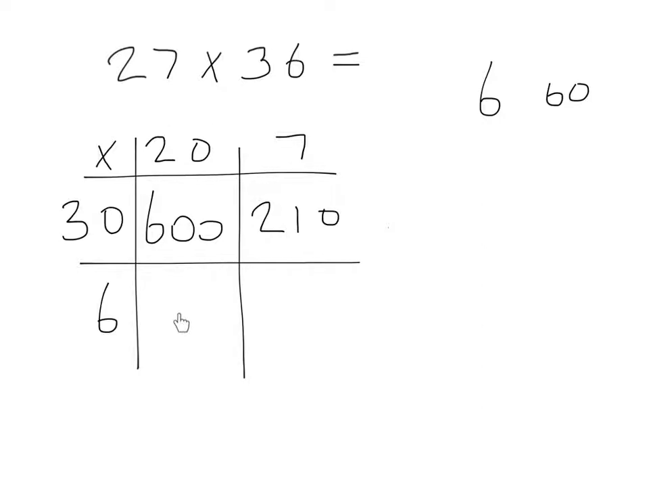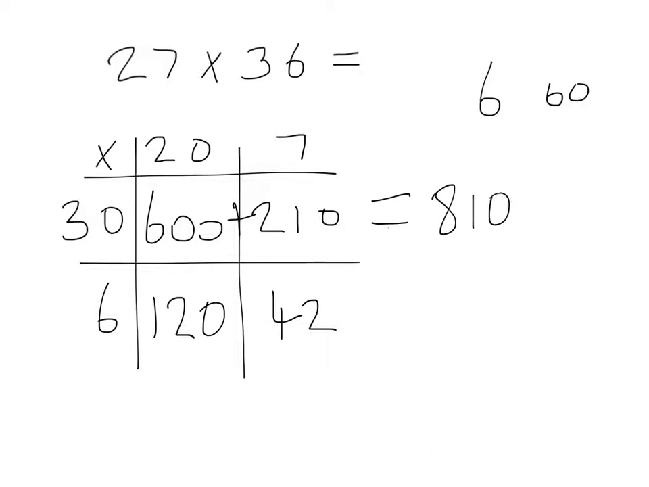In here we multiply 20 by 6. 2 times 6 is 12, so 20 times 6 is 120. And finally in here we place the answer of 6 times 7, which is 42. What we can then do is add up the four numbers, and for this one I'm going to add the 600 and 210, which gives me 810, and I can add 120 and 42, which gives me 162. Finally we can add these two numbers together, 810 and 162, and this is quite simple. 972.